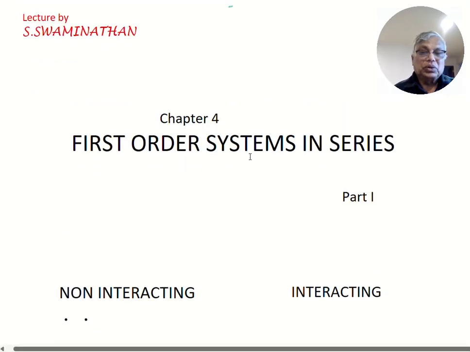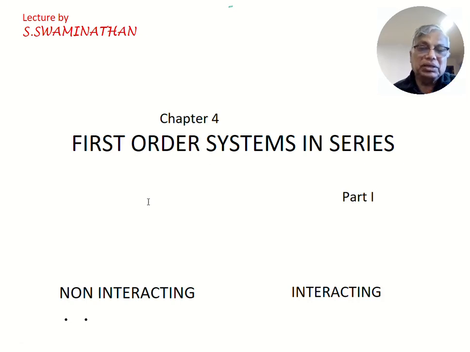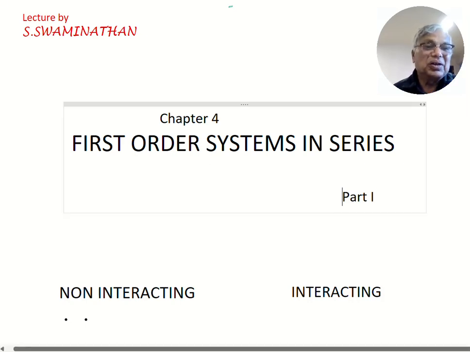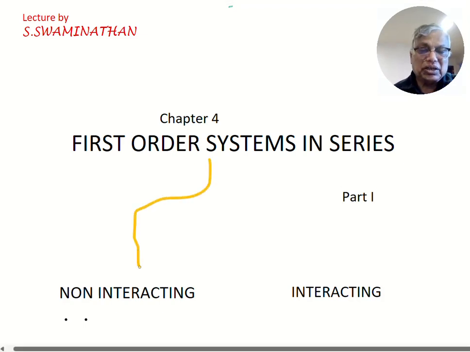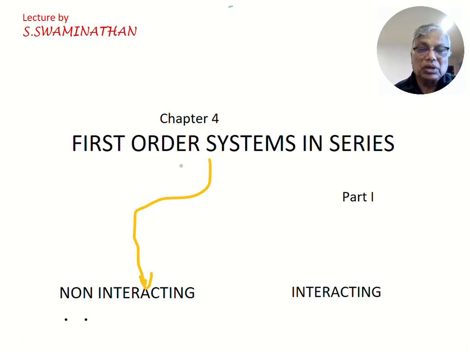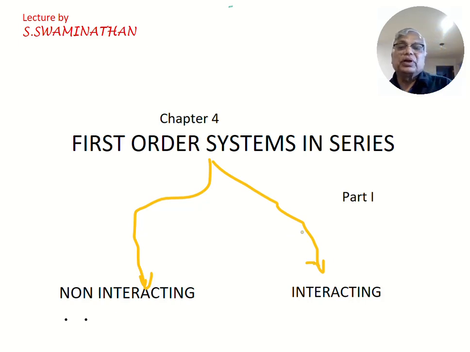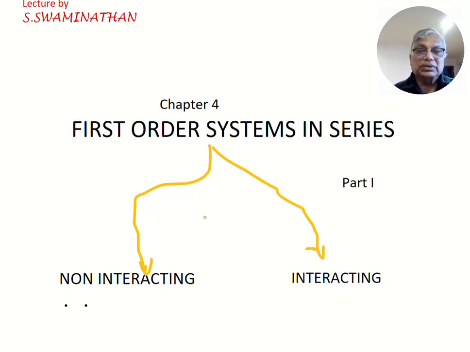When two first order systems are connected in series, they can be either non-interacting or interacting. So they can be connected either in a non-interacting way or an interacting way. What is the meaning? What is non-interacting? What is interacting? That is what we will study in this lecture.